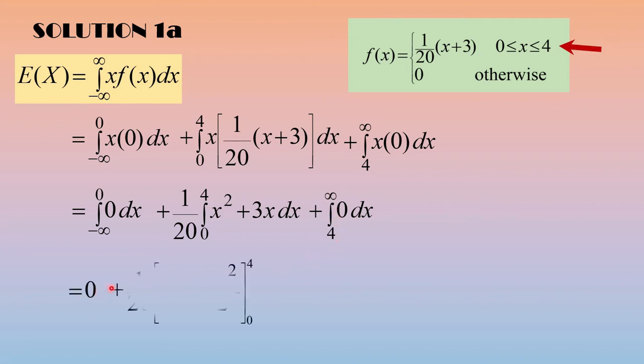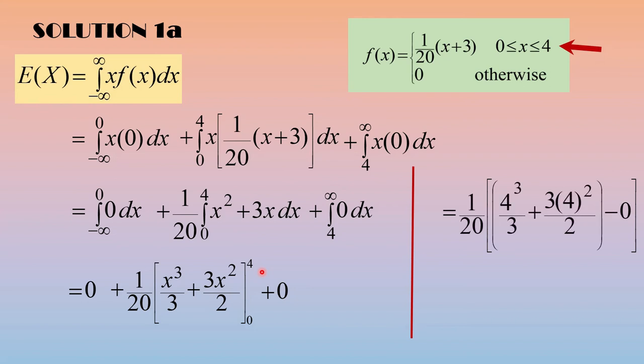Therefore, 0 plus 1 over 20, integrate x squared, the answer is x cubed over 3, plus integrate 3x, the answer is 3x squared over 2. After we integrate from 0 to 4, we add 0, and we substitute the value of 4 into the function minus 0, then you will get the answer 34 over 15.